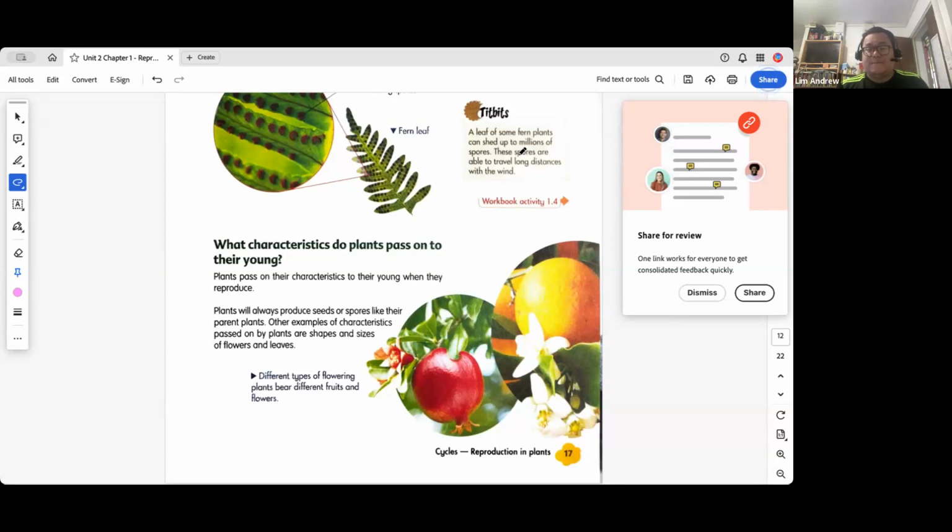Different types of flowering plants bear different fruits and flowers, but for the same species, the same kind of flower will have the same shape and size of flower and fruits. This is an example of a characteristic of a plant being passed on to the young.